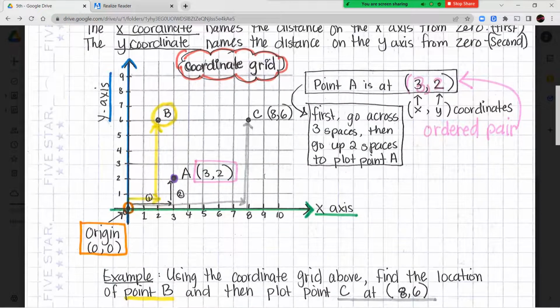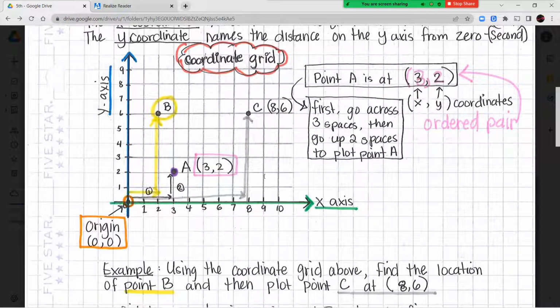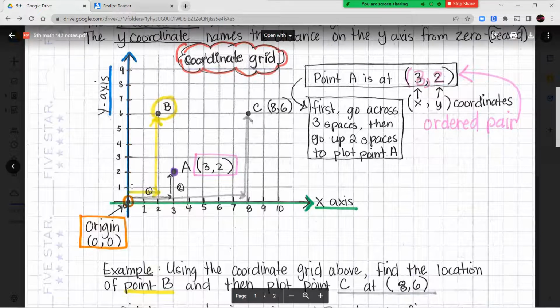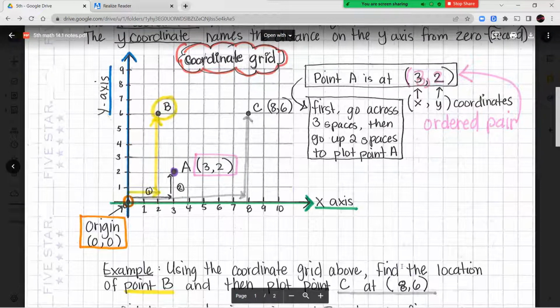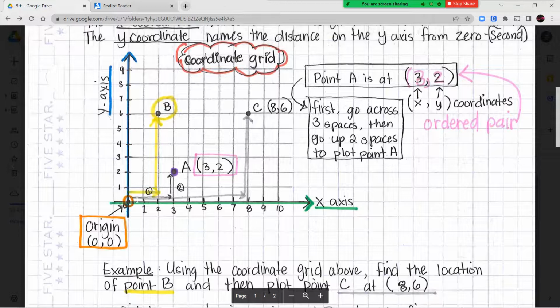Now, using the coordinate grid above, find the location of point B and then plot point C at the location 8, 6. So point B over here, we're going to take a look. Starting at our origin, we went across 2 and we went up to 6. So our ordered pair for point B is 2, 6. Now point C, we're going to plot at 8, 6. So we're going to start at our origin, go across 8, and then go up to 6, and plot our point right there.